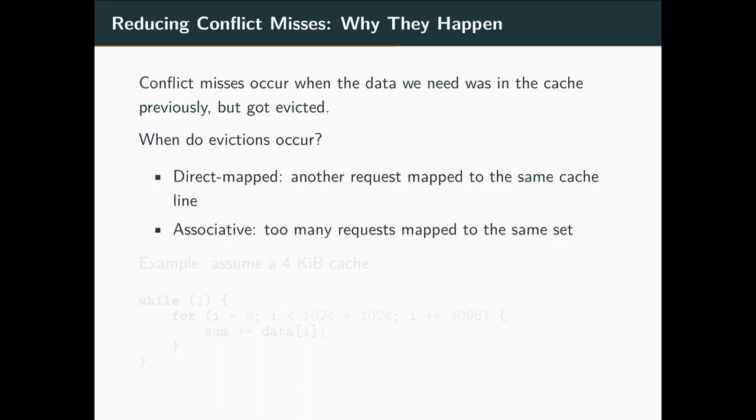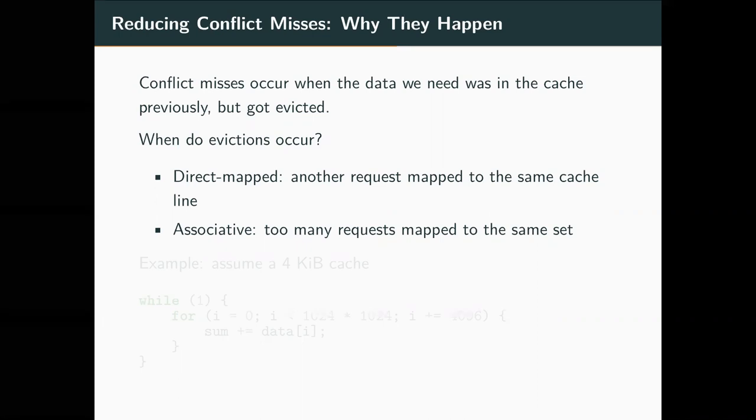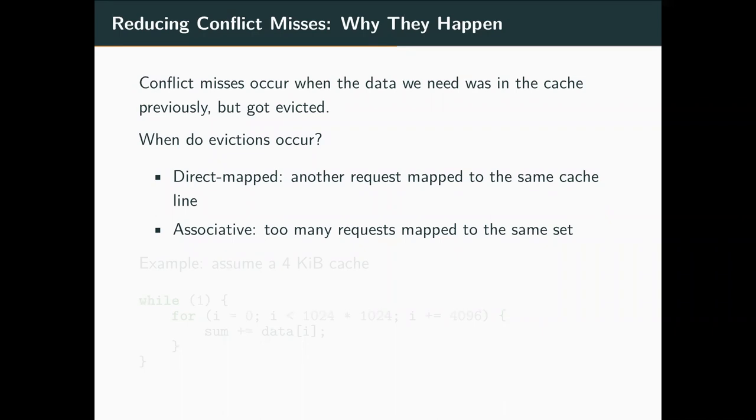So if we have a direct mapped cache, any other request that's mapped to the same cache line is going to cause a conflict miss, or could cause a conflict miss. It most likely will, unless that exact block in the cache is open. So if we have a 4-block cache and we request block 8 and block 16, for example, or 12, any multiple of 4, they're all going to map to 0, which means that they'll kick each other in and out of that block, causing conflict misses.